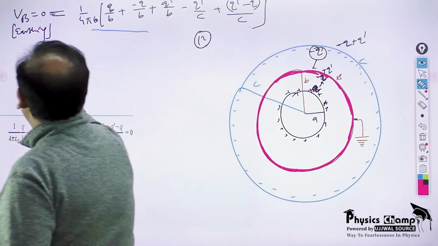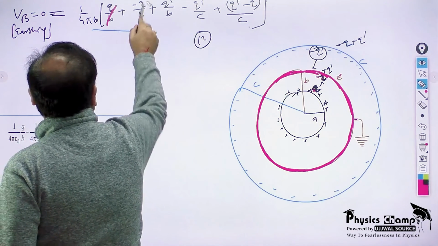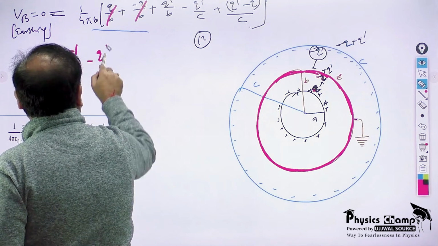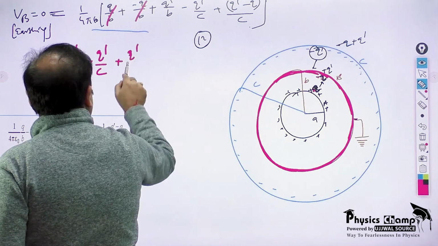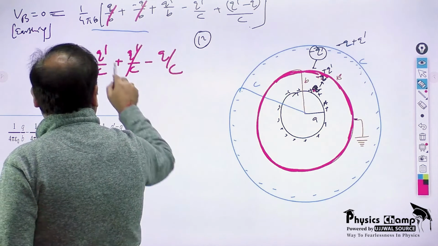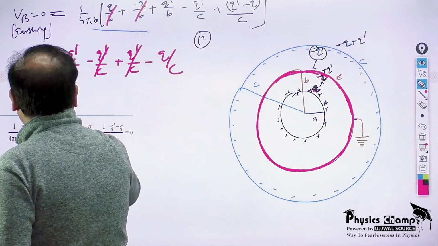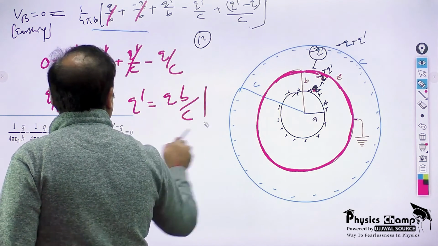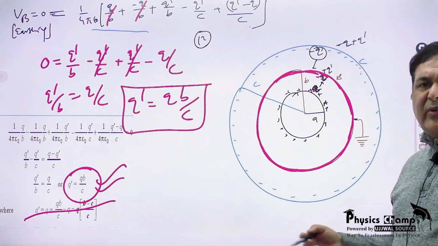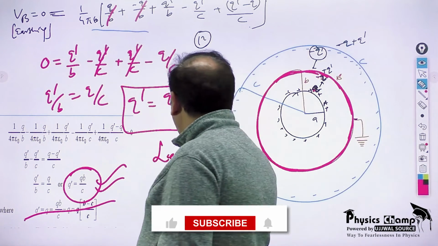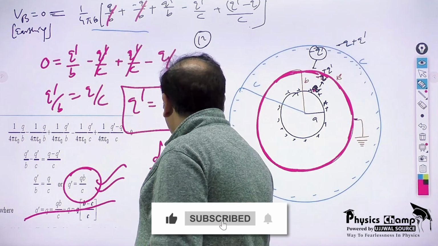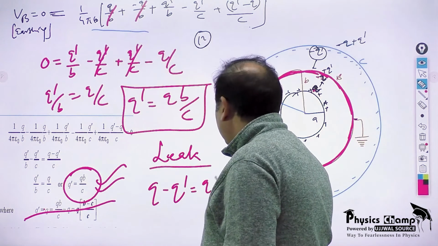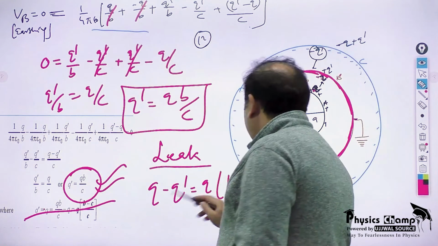So I am getting here 0 is equal to, this gets cancelled, Q dash by B minus Q dash by C plus Q dash by C minus Q by C. So Q dash by B is Q by C. So Q dash is QB by C. This is the final result. If somebody asks what is the leak, the amount of leak will be Q minus Q dash. That we can say Q minus Q dash, and thus it will be Q into 1 minus B by C, like that. That will be the leak.